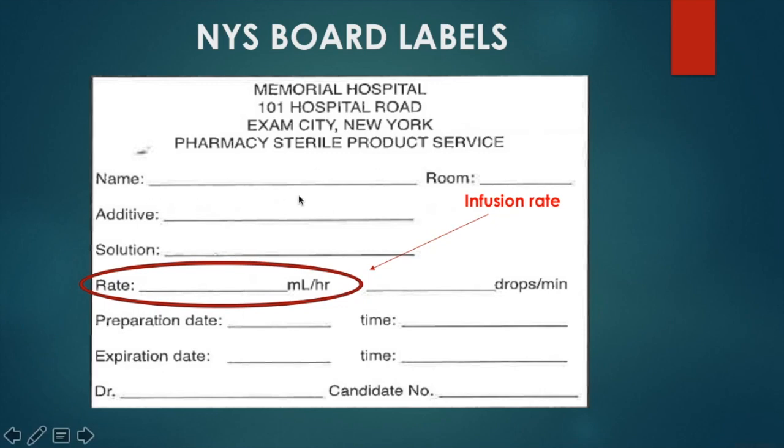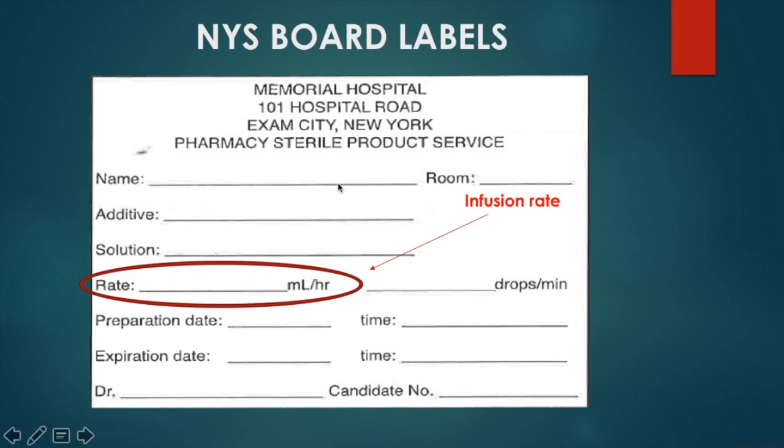Now, here's a picture of an official New York State board label for the IV preparations. We have the patient's name here on the top, the room number, and the additive. The additive is usually the medication itself, the active ingredient. So let's say vancomycin, 500 milligrams to a solution of normal saline, for example, or dextrose. And here's the infusion rate expressed in volume over time, okay? But it could be expressed in many different units, and we will see on the next slide. And we also have it in drops per minute, preparation day, expiration date, the time, the doctor.